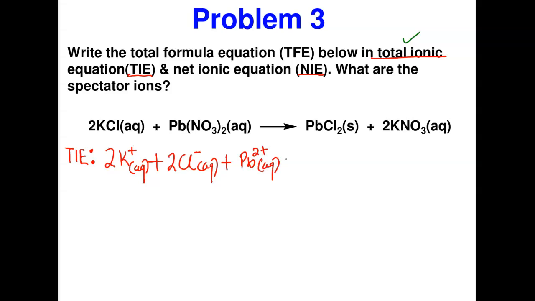This is aqueous, plus our nitrate. Of course, nitrate here has a 2. This 2 is only telling you that there are 2 nitrate ions. So you have to put 2 NO3 minus, again aqueous. So what is the next thing? The next thing we do is to put the arrow.